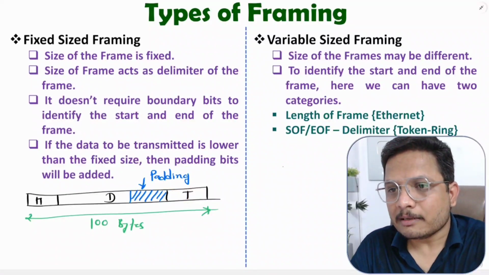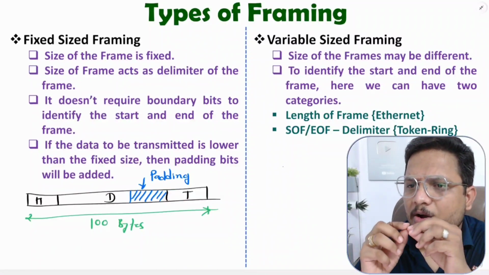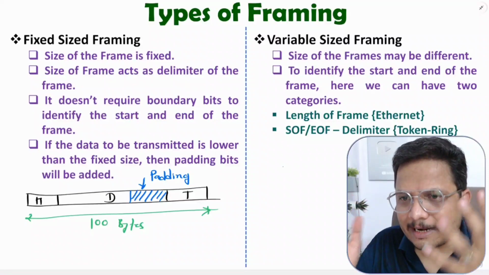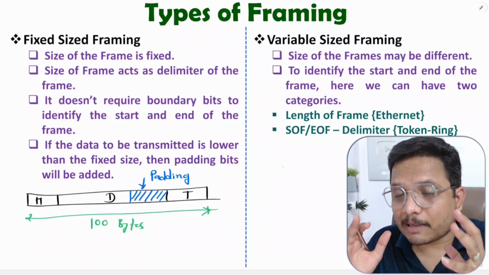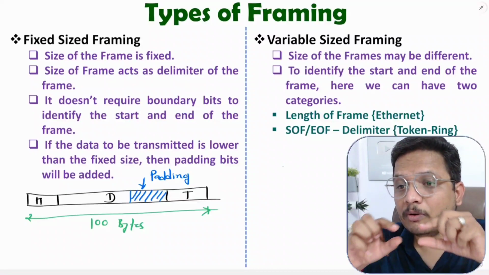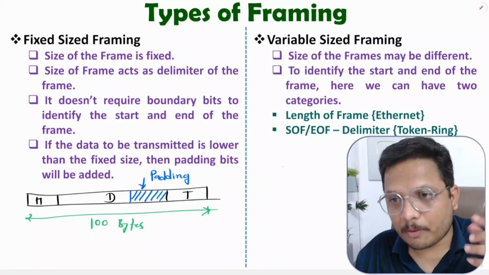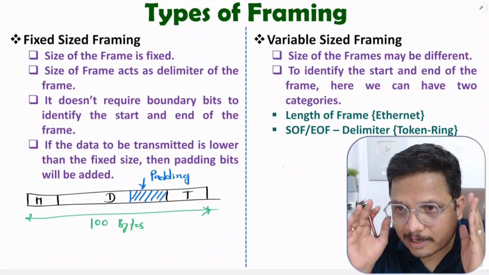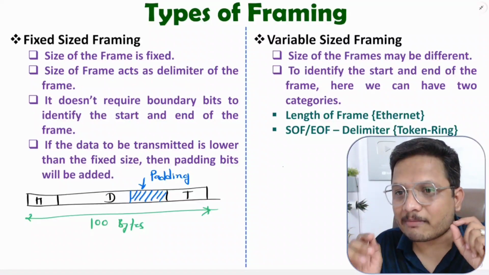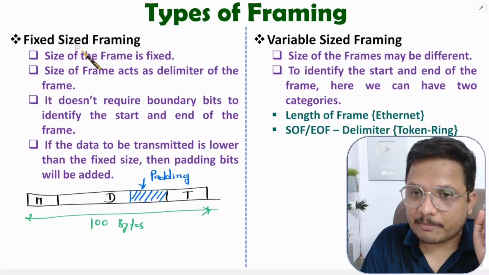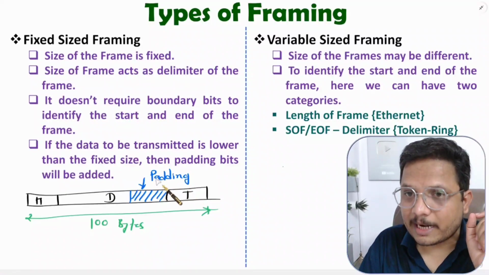Padding means a string of zeros or a string of ones. See, that is redundancy that you will be adding. Why? The reason is the transmitter has less data compared to the fixed size. So obviously the transmitter will have to send a 100 byte frame. The transmitter cannot send 77 bytes as fixed size framing is there. So in that case padding will be done.